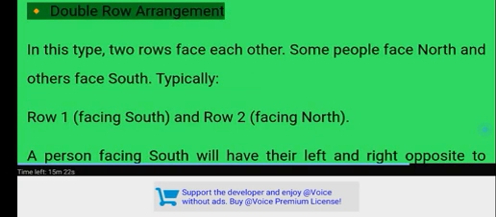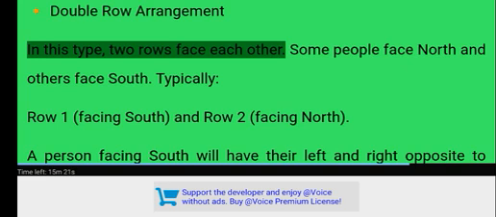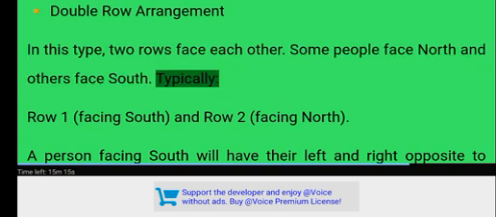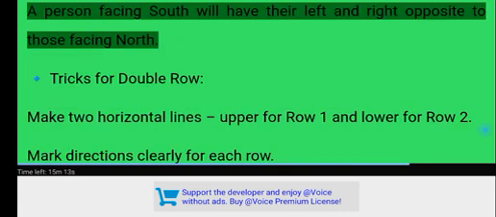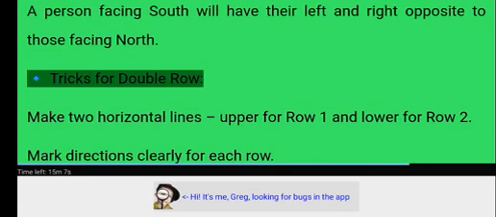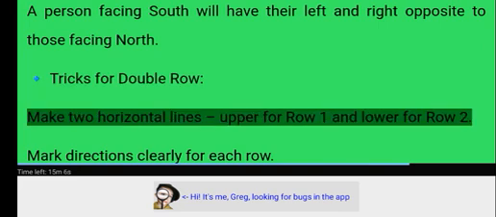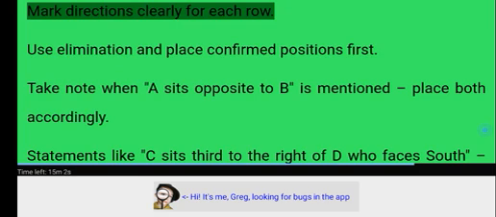Small diamond: double row arrangement. In this type, 2 rows face each other. Some people face north and others face south, typically. Row 1 facing south and row 2 facing north. A person facing south will have their left and right opposite to those facing north. Small diamond: tricks for double row. Make 2 horizontal lines, upper for row 1 and lower for row 2. Mark directions clearly for each row.